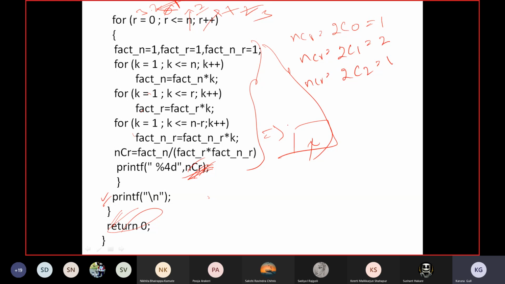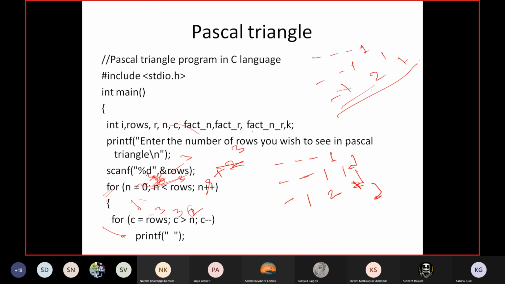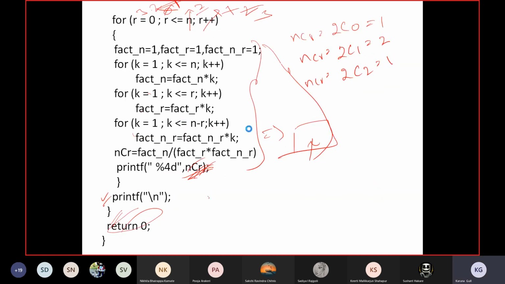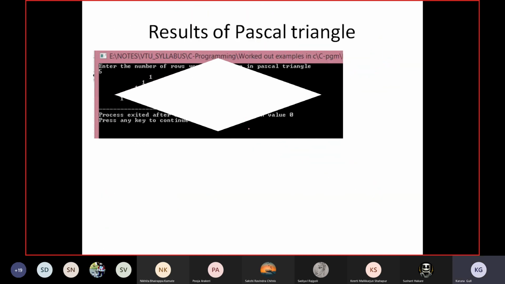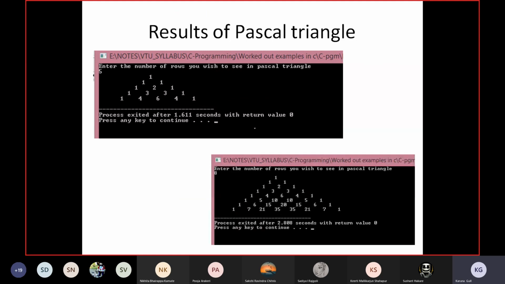Is that okay, students? There are many ways to write the program. This is not the only way. This is one way I showed to you. Clear? If you know the formula, you can apply it to generate the binomial coefficients and print those things. Clear? Say something, students. Hello? Are you there, students? Yes, ma'am. Yes, okay.